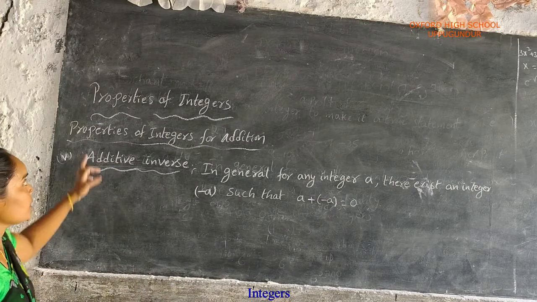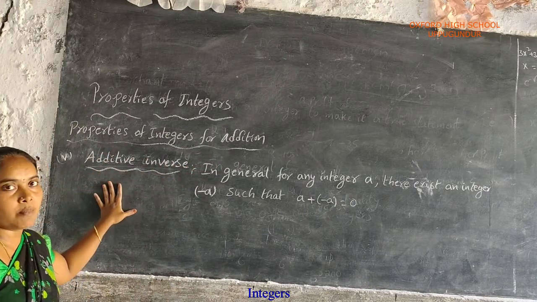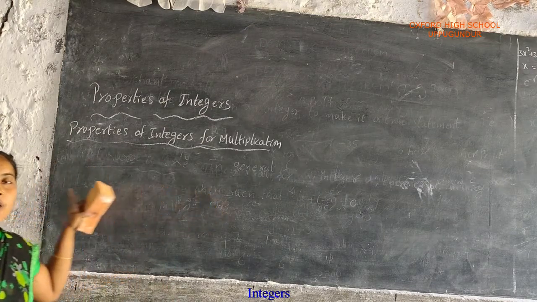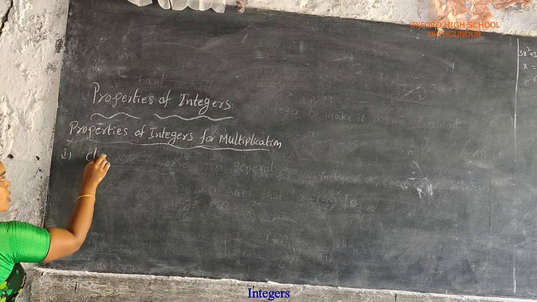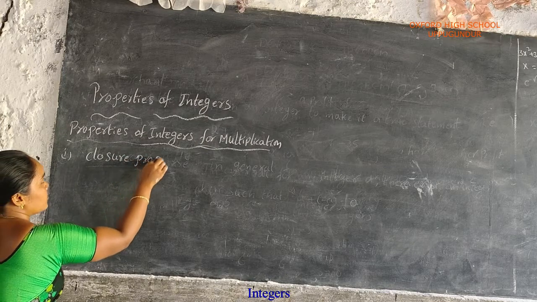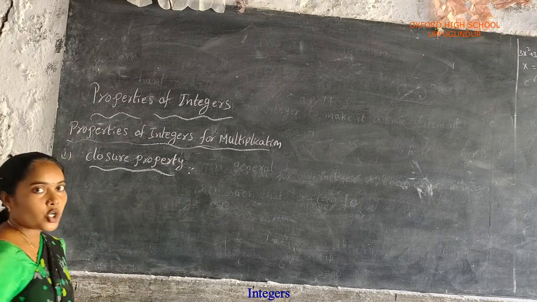Next, properties of integers for multiplication. So addition properties are completed. Now, properties of integers for multiplication. First one is closure property.